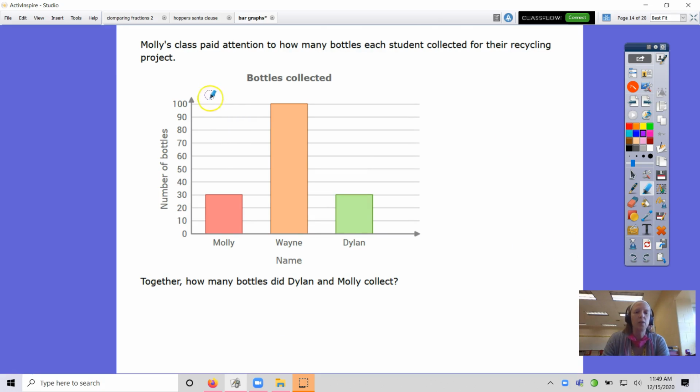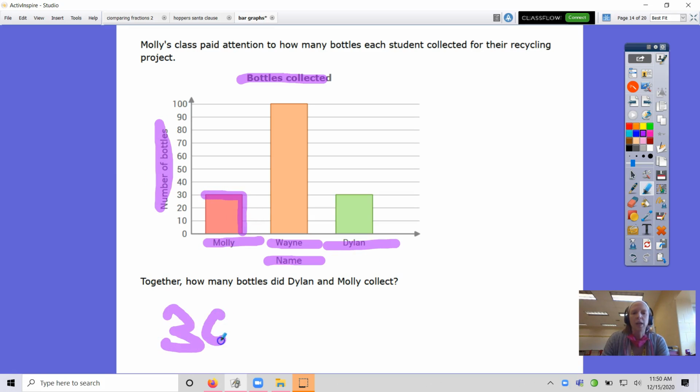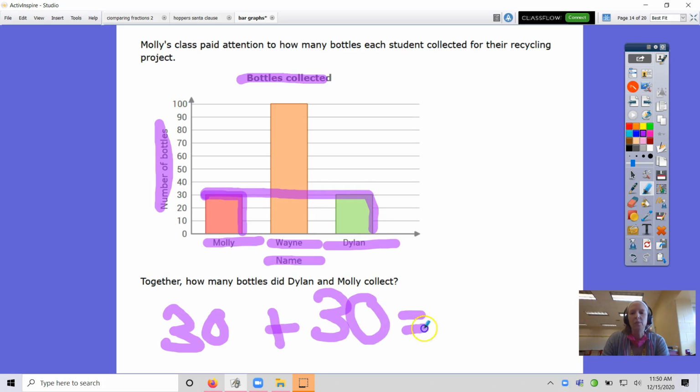Okay, we're going to look at another one. Molly's class paid attention to how many bottles each student collected for their recycling project. My title is Bottles Collected. My label is their names of Molly, Wayne, and Dylan, and their number of bottles skip counts by 10. Together, how many bottles did Dylan and Molly collect? Molly collected 30. I'm going to add that to Dylan's, which he also has 30. When I add 30 plus 30, I get 60.